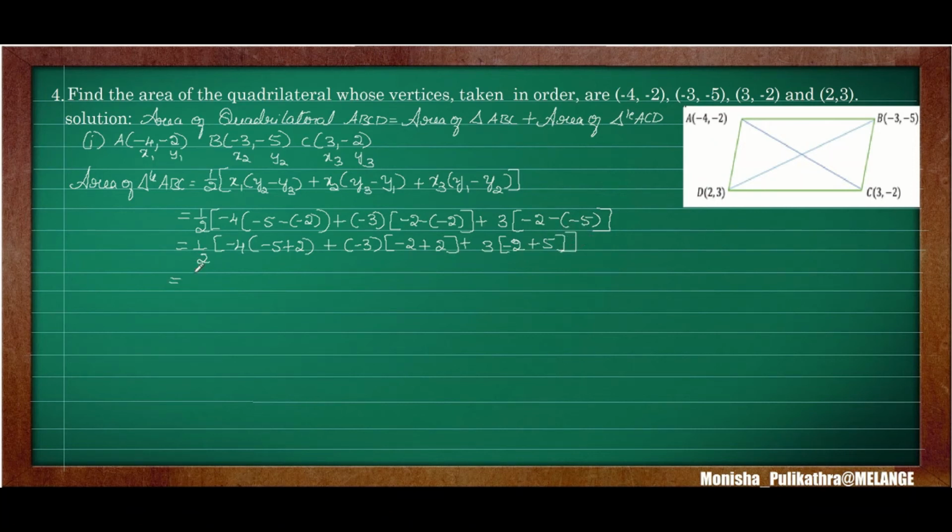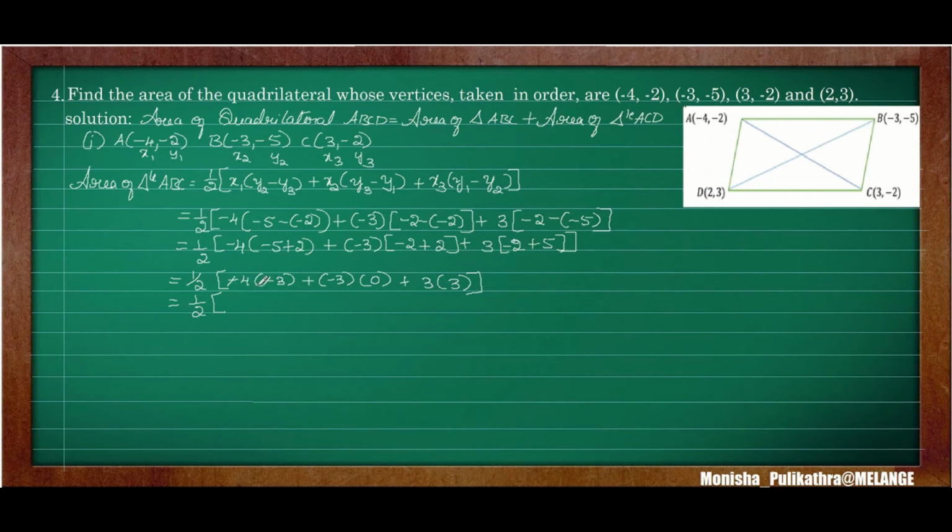Okay, next half into -4 into minus into plus is minus, 5 minus 2 is 3, larger number sign. Next -3 into -2 plus 2 is 0 plus 3 into -2 plus 5 is 3. So here minus into minus, when we multiply these two minus get cancels each other.